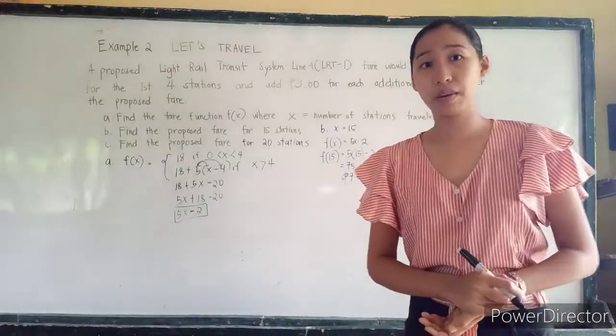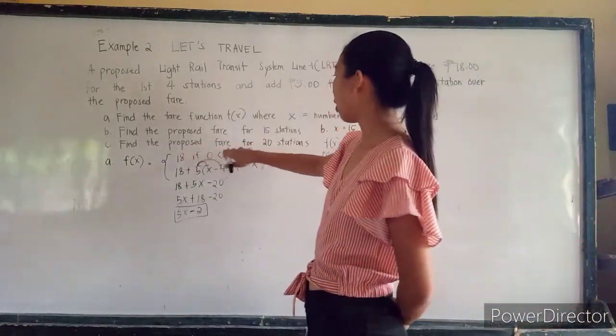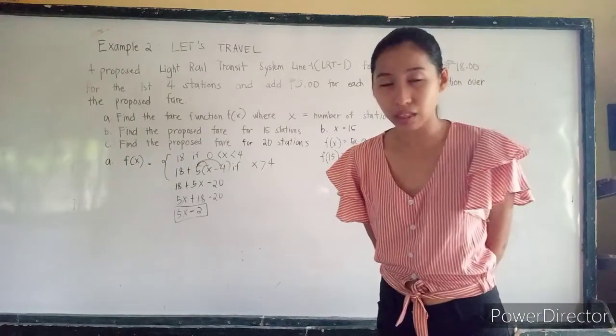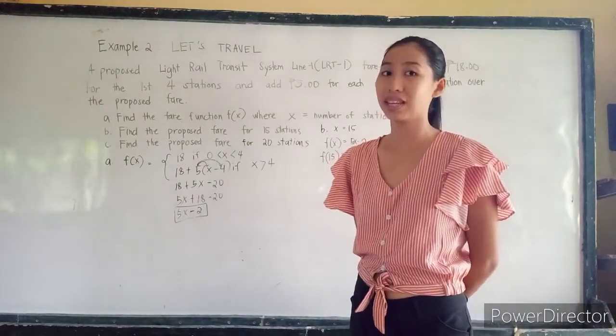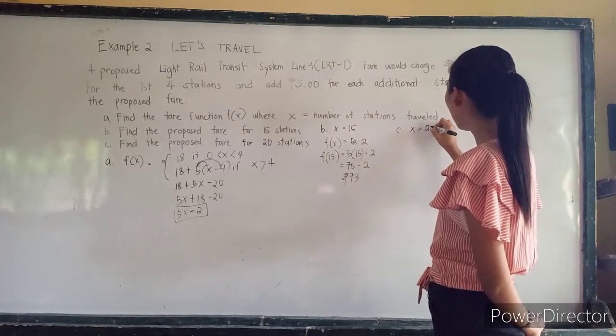Now let us proceed with our last problem, which is C. Find the proposed fare for 20 stations. Now it's 20 stations that you travel. How much will you pay? So x now is equal to 20.